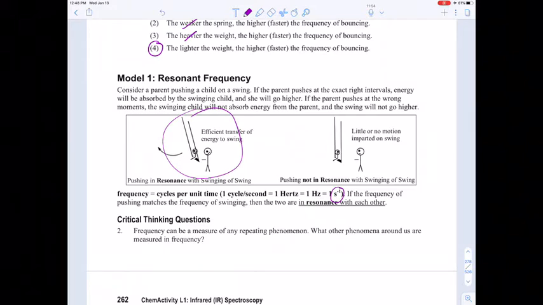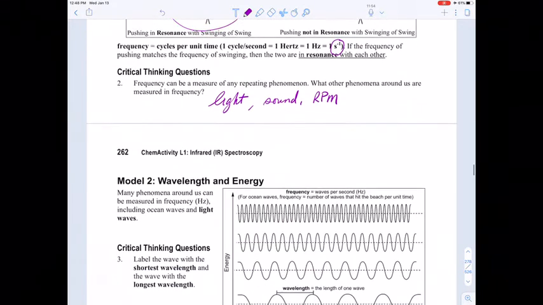Frequency can be a measure of any repeating phenomenon. What other phenomena around us are measured in frequency? So you're probably thinking light. Light can be measured in frequency. Sound. High-pitched sounds have a higher frequency. RPM, revolutions per minute, often like how fast a wheel turns. All of those would be frequencies. There are lots more examples.